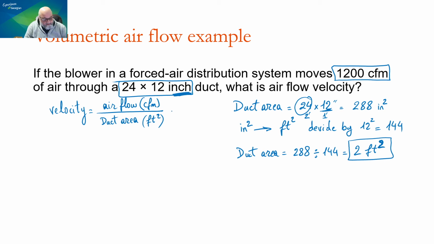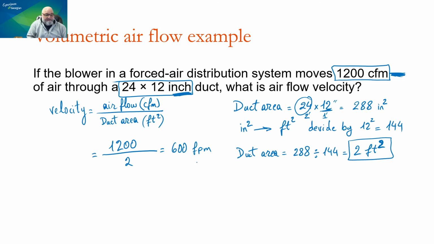So in this case, we have calculated duct area in square feet to be 2, and the CFM is given here. It's 1,200. And guess what? The answer is 600, right? Feet per minute.